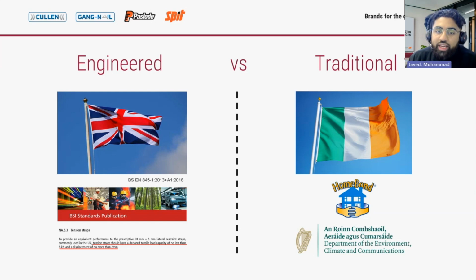Tension straps should have a declared load capacity of no less than 8 kilonewtons and a displacement of no more than 2 millimeters. So for the UK, it was straps either had to be 30 by 5mm, or if not, they had to achieve that 8 kilonewton tensile capacity, but not both. So provided that straps achieved that 8 kilonewton value, they were compliant with regulations, which obviously makes sense nowadays because 30 by 5mm straps don't exist anymore.